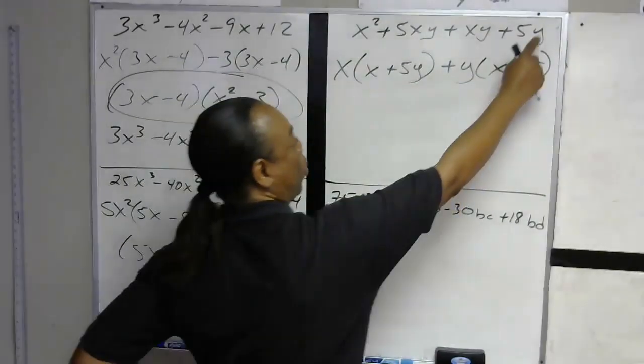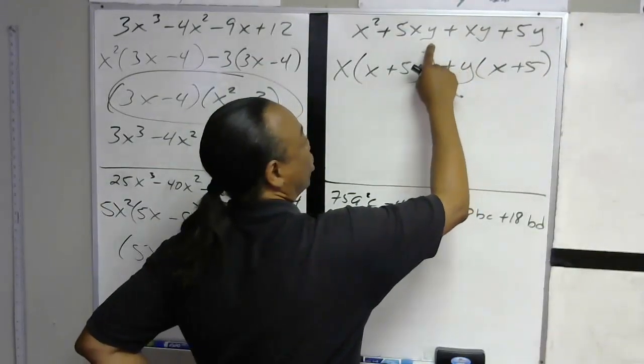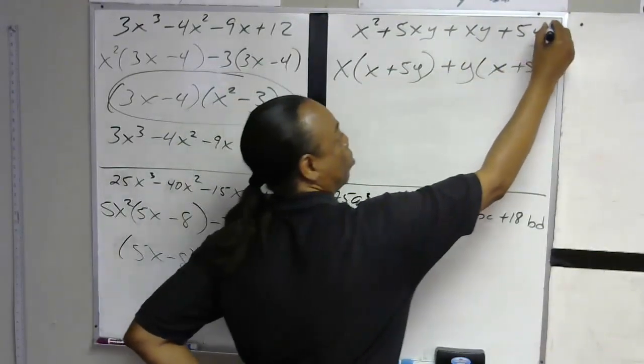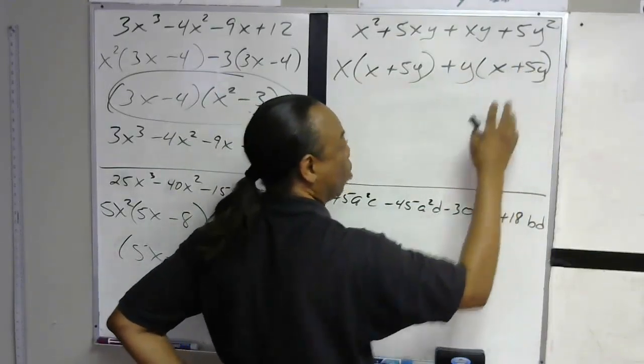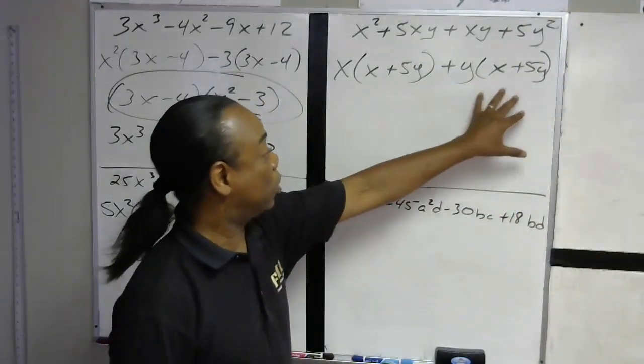Either I left out a square here, I got too much there. I think I left out a square there. So y squared. So I can take out a y, and it'll still be a y left here. Okay. There we go. That fixes it.